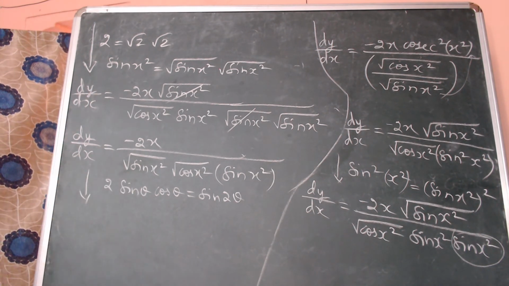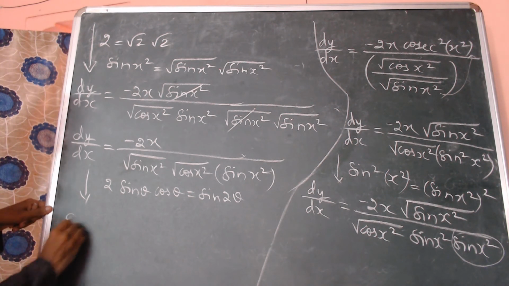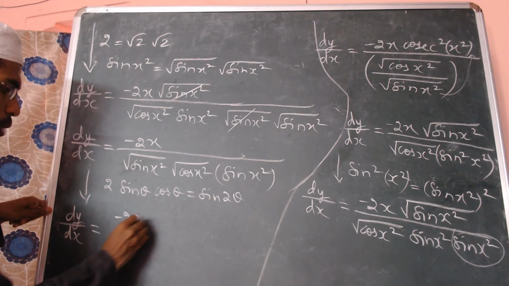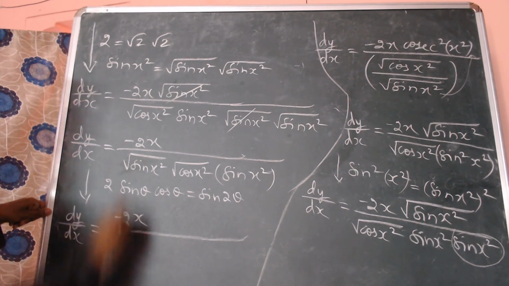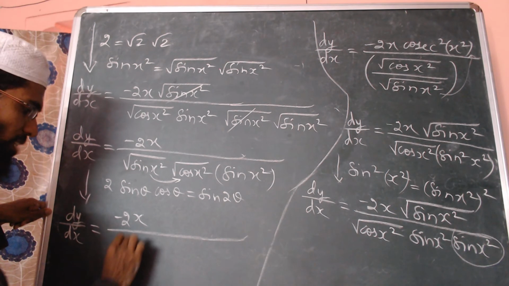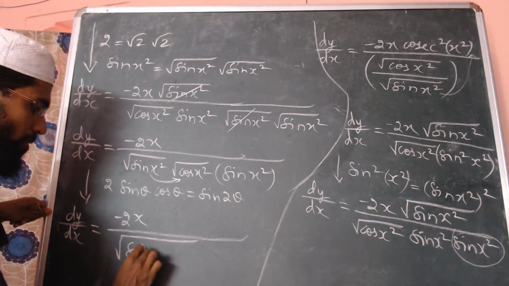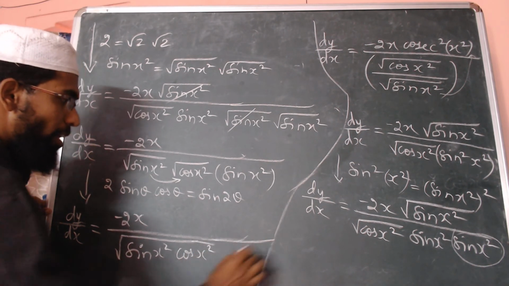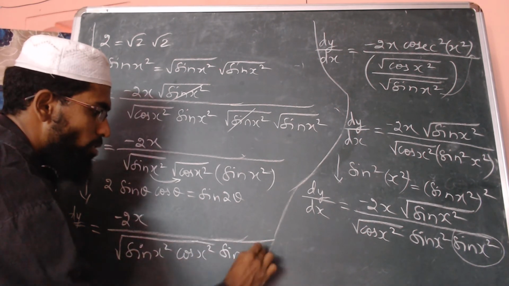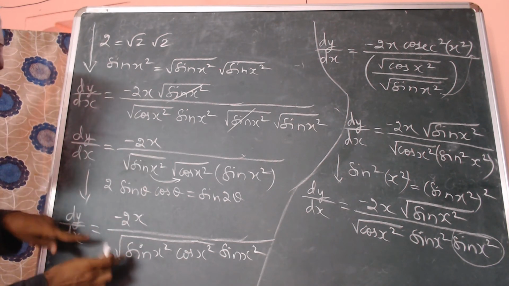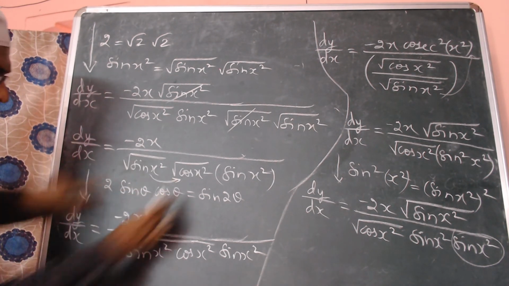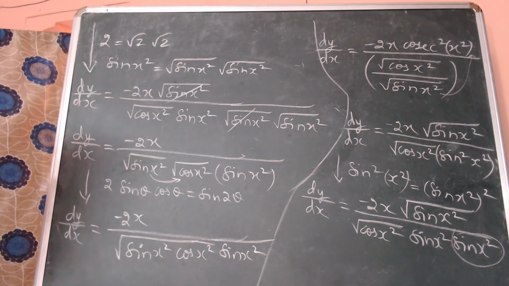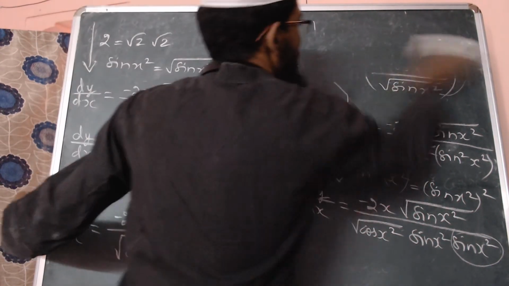So for that, dy by dx equal to minus 2x divided by, I can combine root of x into root y, I can write it as root of sine of x square into cos of x square into sine of x square. So minus 2x by root of this into root of this, I am writing root of sine x square cos x square together, and this sine x square I am writing as it is.